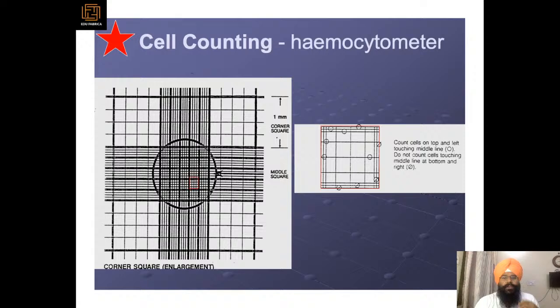And then you count your cells by hemocytometer. You put your sample of the cell culture, and then you count how many cells are there, and then you multiply by 4. You can check on this scale and this scale, and then multiply by 4 and take an average out of it. You can calculate at least 4 of these and then divide by 4, and then you will have an average of how many cells are present.